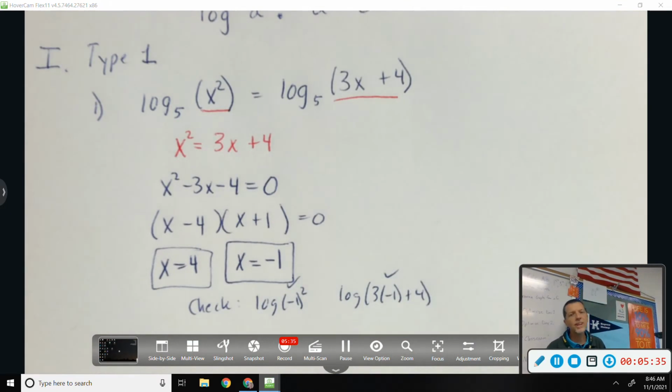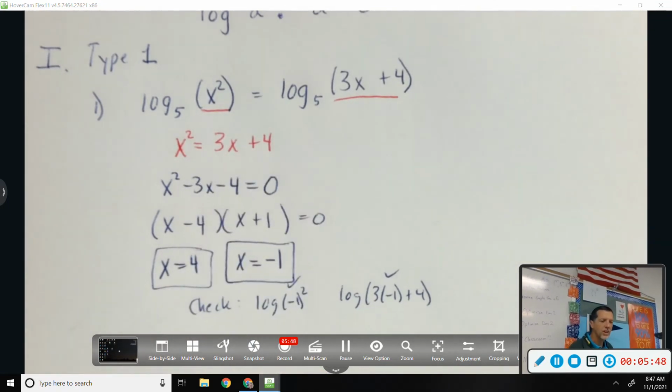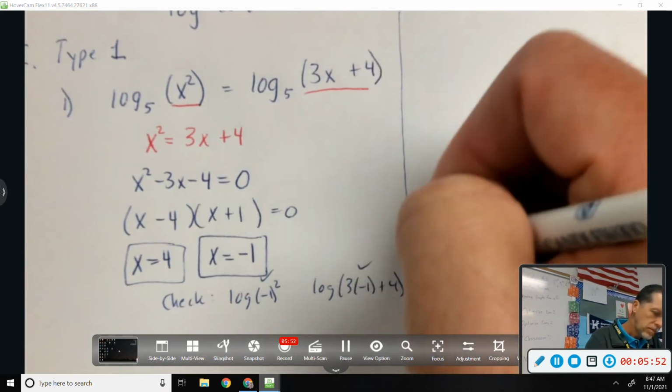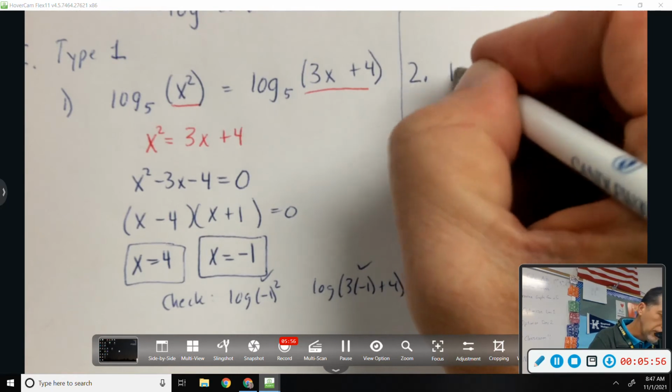So I like that example. It shows that you can get two answers that work. It also shows that just because you get a negative answer doesn't mean that you automatically throw it out. You have to check and see what exactly you're taking the log of. Let's do one more of that type problem.